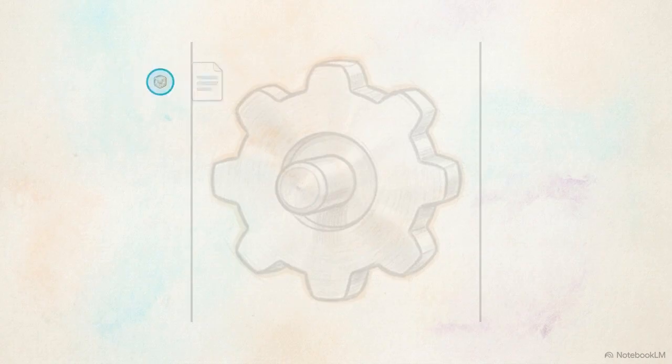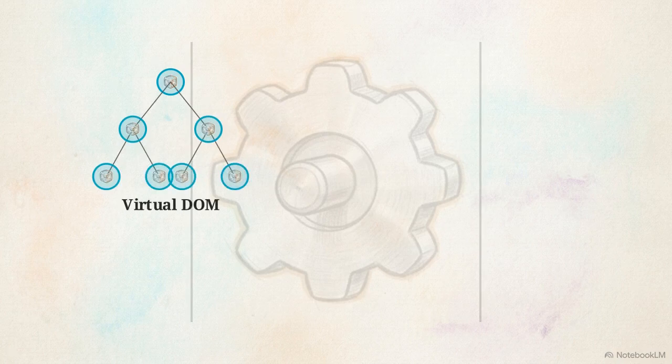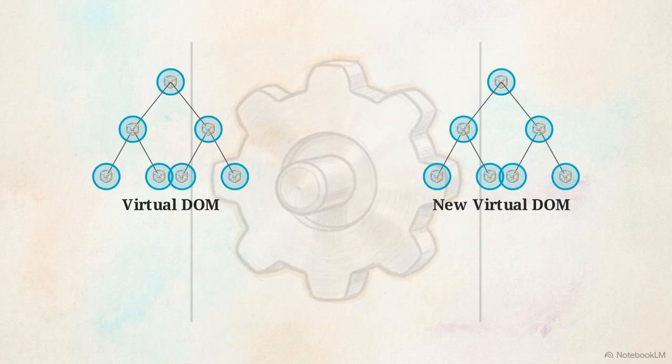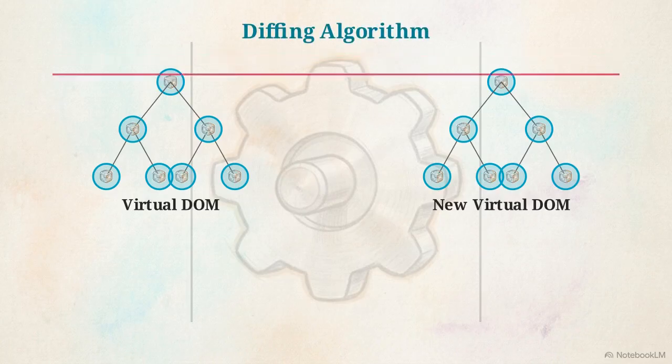On the initial render, React reads your elements and builds the very first virtual DOM tree. When state or props change later, React does not mutate that original tree. It generates a new parallel virtual DOM tree reflecting the updated UI.